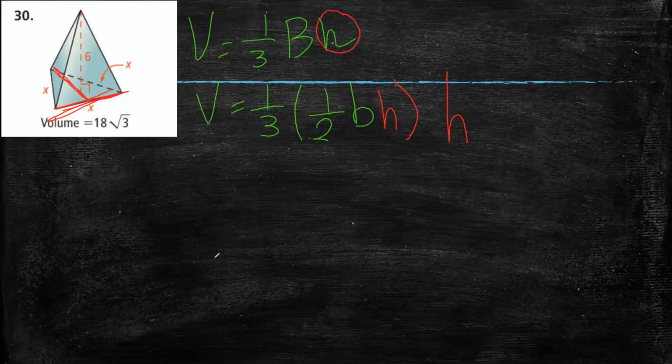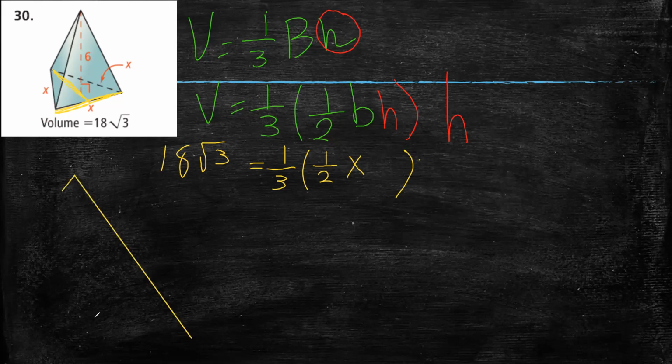Now, let's continue. The volume here is 18 square root of 3, equal to one third times one half. What is the base? It is x. This is the base, it's x. Now times the height, the height of the triangle, this one. We need to find it now.